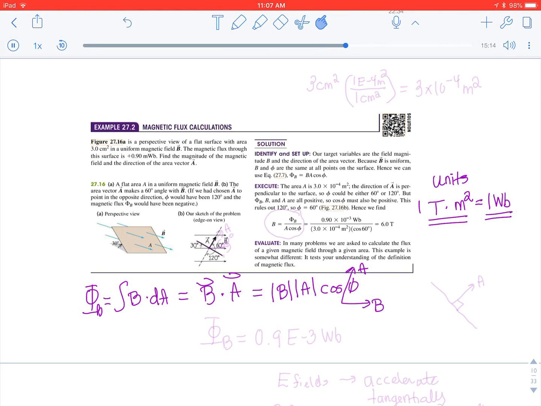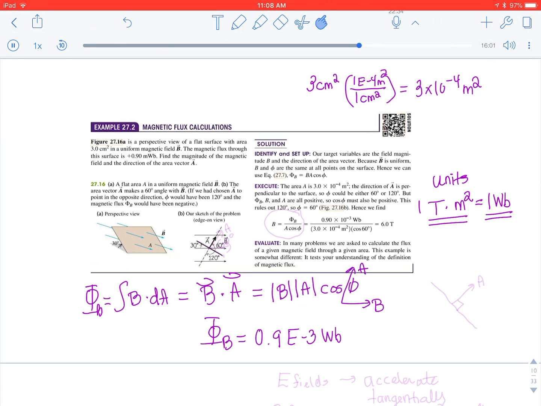In this case, we have a perspective of a flat surface with area 3 centimeters squared. Be a little careful. 3 centimeters squared actually converts, when you square it, not to moving the decimal 2 places, but to moving the decimal 4 places. So 1 centimeter squared is the same as 1 times 10 to the negative 4th meter squared. So this is going to be 3 times 10 to the negative 4th meters squared. And then the flux they gave us here was equal to 0.9 milliweber, so 0.9 E negative 3 Webers.